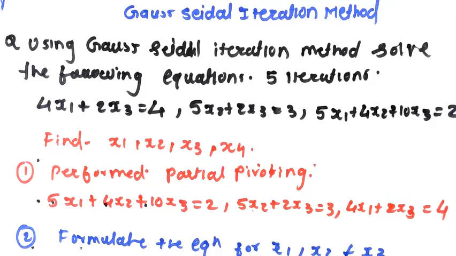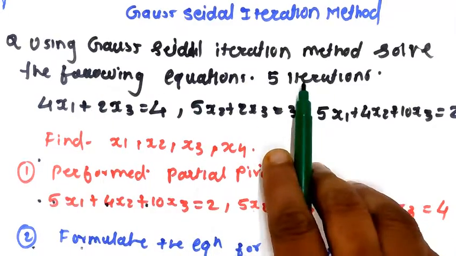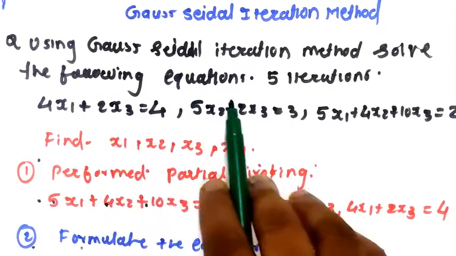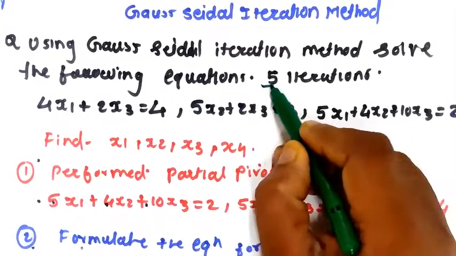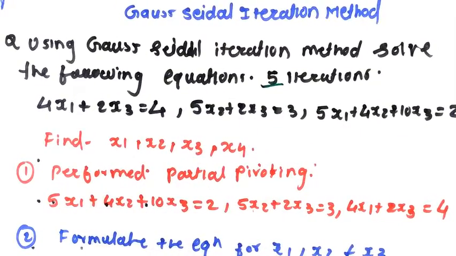Hello everyone. In this video we are going to see a new method, the Gauss-Seidel method, and we have to solve a numerical of the Gauss-Seidel method based on iteration criteria. The numerical is: using the Gauss-Seidel iteration method, solve the following equations using 5 iterations.